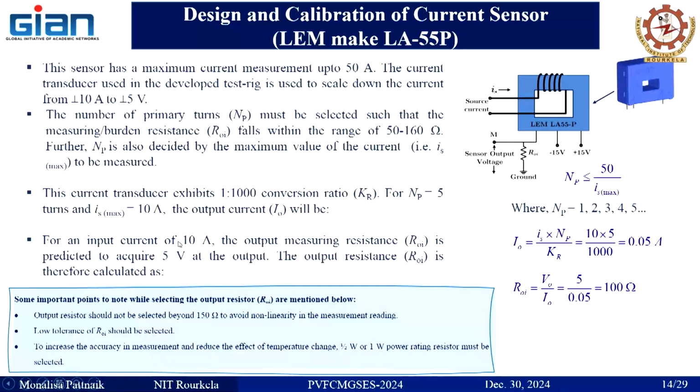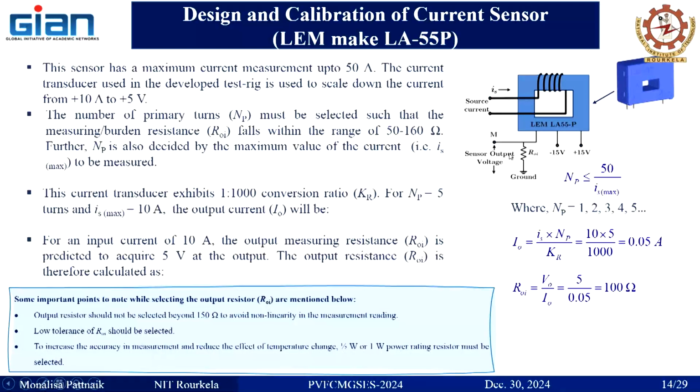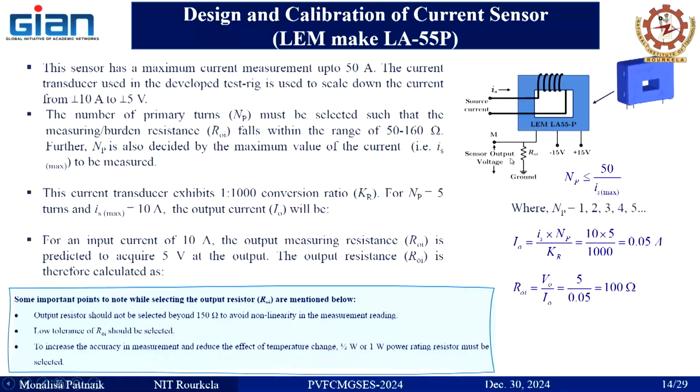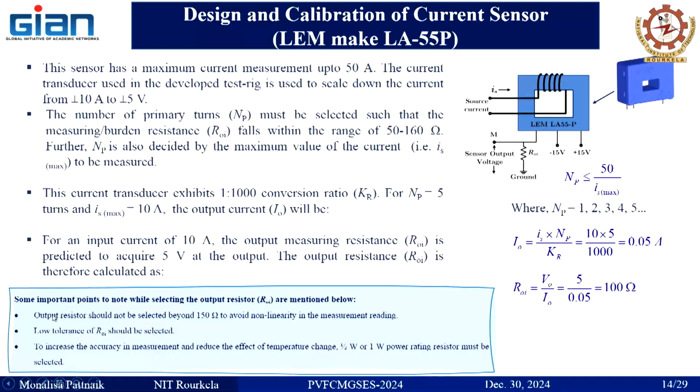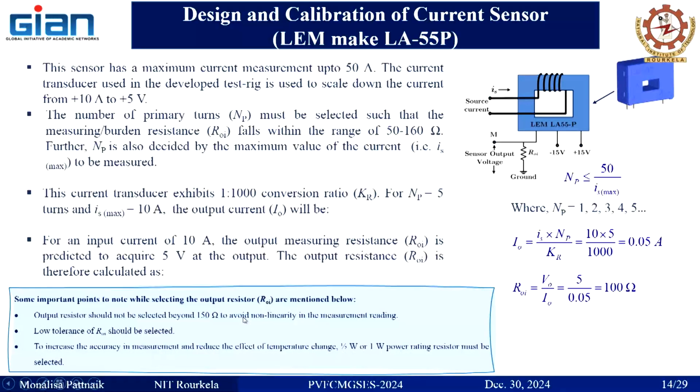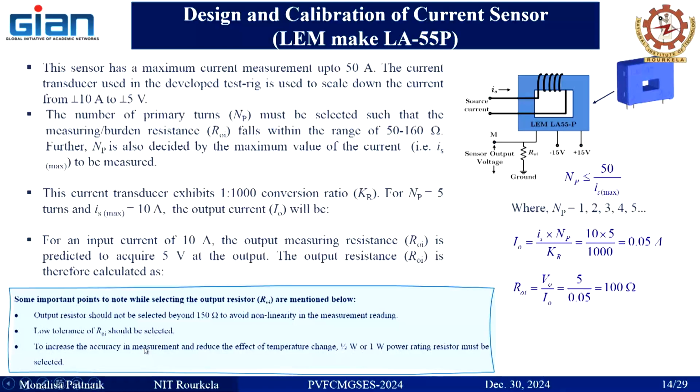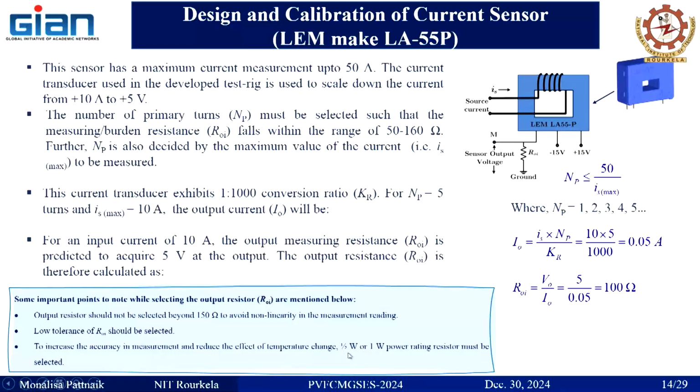So, for the input current of 10 ampere, the output measuring resistance which we are seeing here, ROI, is connected to the ground and the output point. So, here the output resistance will be around 100 ohm. Some important points to be taken care of while using this sensor: the output resistance should not be selected beyond 150 ohm to avoid non-linearity in the measurement reading, and to increase the accuracy in the measurement and reduce the effect of temperature changes, the maximum power dissipation should be around half watt or 1 watt.